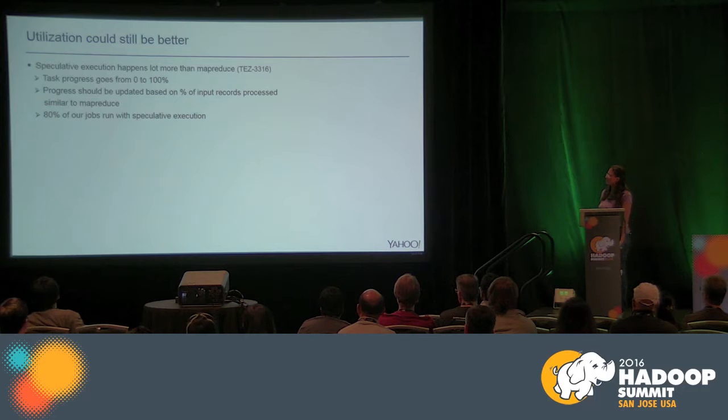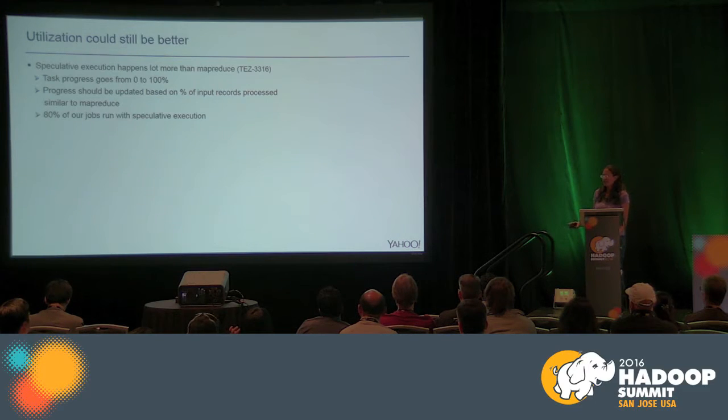Some of the reasons: we just found out a week back that speculative execution is causing more utilization. What happens is in Tez, the task progress is not fixed. It starts at 0%, and once done, 100%. There's no progress update like in MapReduce. Speculative execution relies on that. So it sees 0 for a long time and says, okay, you're not making progress, let me go launch one more. So we end up doing more speculative executions, and that causes more utilization.